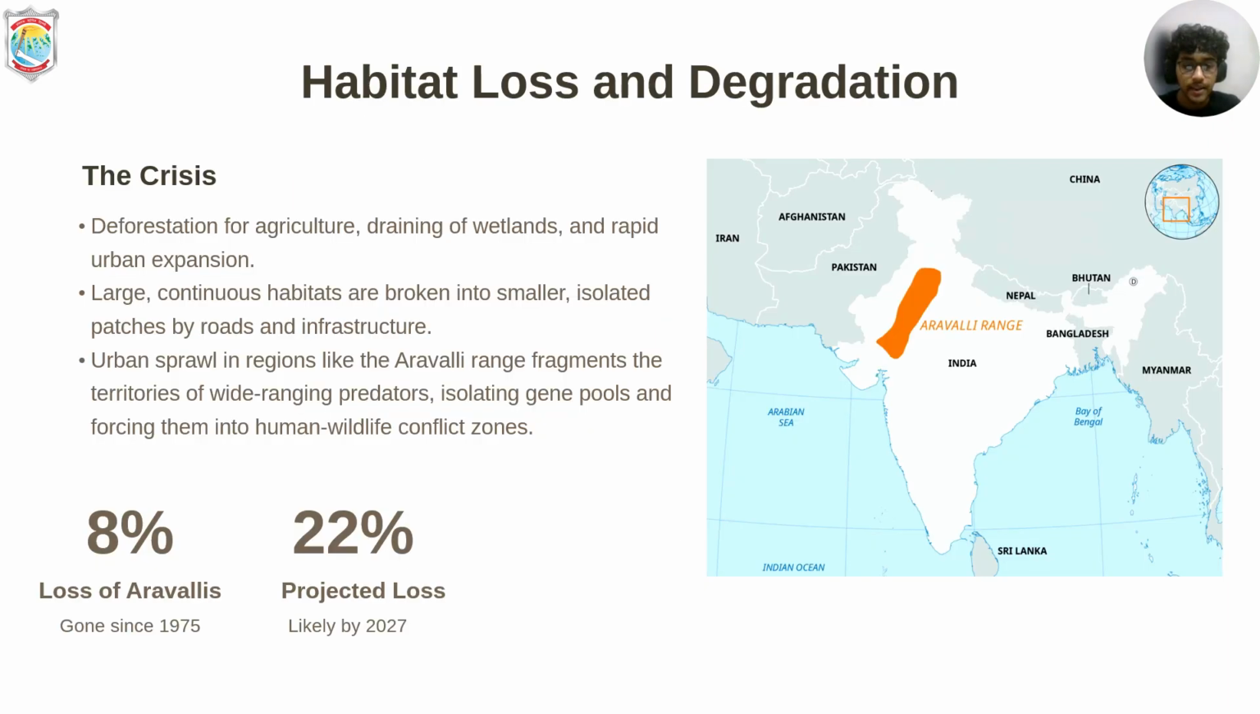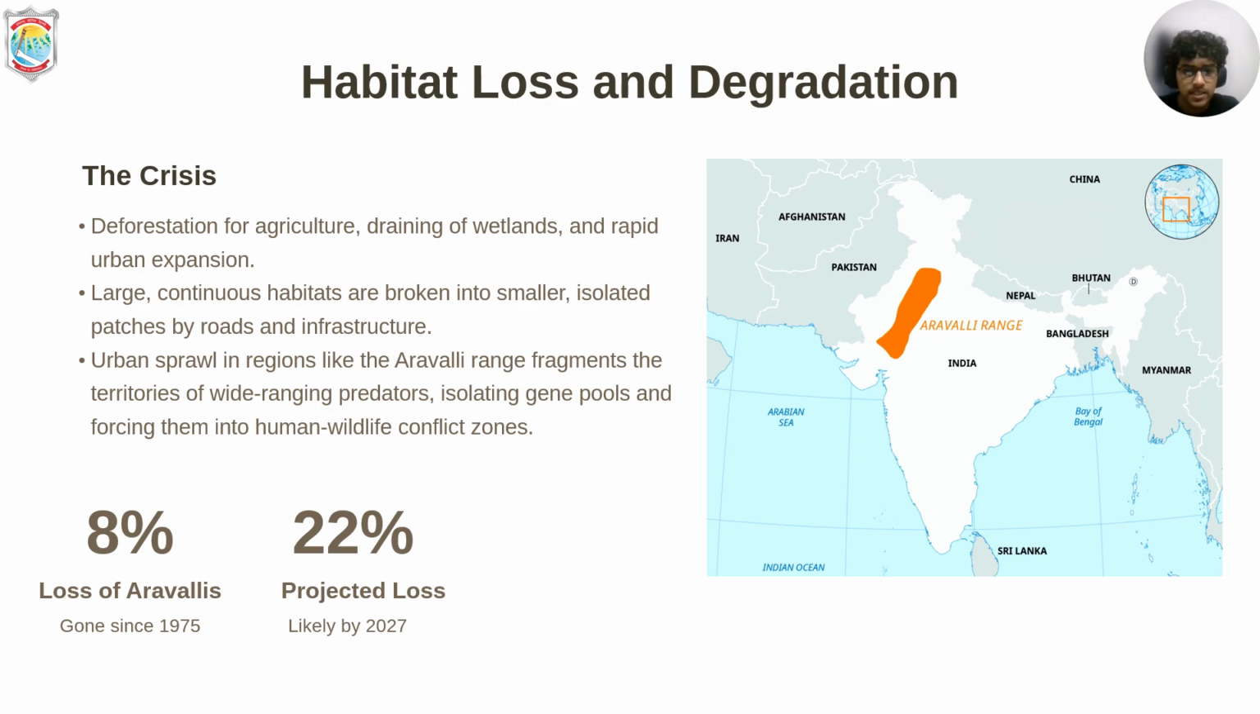Now that we have understood what biodiversity means, let us get started with the major threats to biodiversity. Currently, we are facing a crisis driven by deforestation for agriculture, the draining of wetlands, and rapid urban expansion. All of these contribute to the first major threat to biodiversity, which is habitat loss and degradation. Large continuous habitats are being fractured into smaller isolated patches by roads and infrastructure.